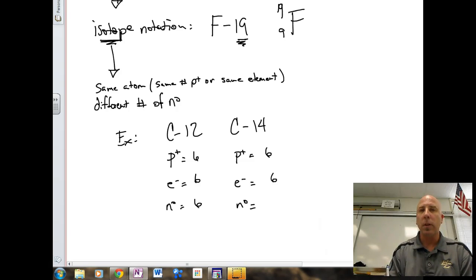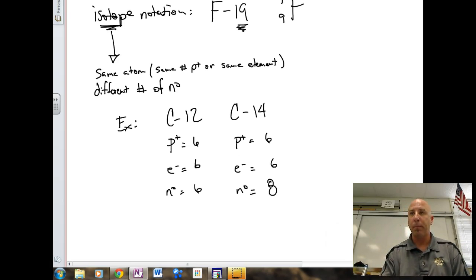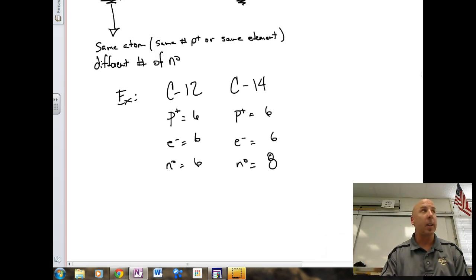This one is going to have 6 neutrons, as we would take the 12, which is the mass number, and subtract the atomic number of 6, but this one would have 8 neutrons, and that's what makes them isotopes of each other, even though they are the same atom. If we threw nitrogen into this mix, nitrogen would not be an isotope of carbon, even if it had the same number of electrons or neutrons. Because it's nitrogen, it has 7 protons and not 6 protons, which does not make it an isotope.